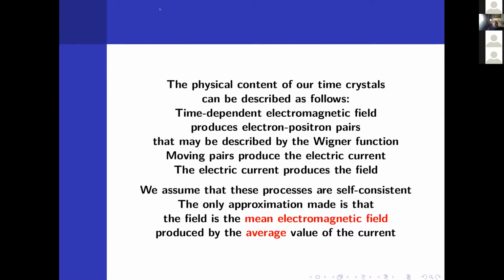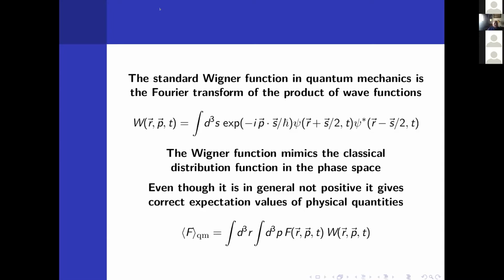Next slide, please. What is the Wigner function in ordinary non-relativistic quantum mechanics? It's a Fourier transform of the product of two wave functions. And this is a function of R and P, so it lives in the phase space. And therefore, it can be compared with the classical distribution function in the phase space. Well, it is not quite the distribution function because in most cases it is not positive. However, it can be used to calculate expectation values of quantum variables.